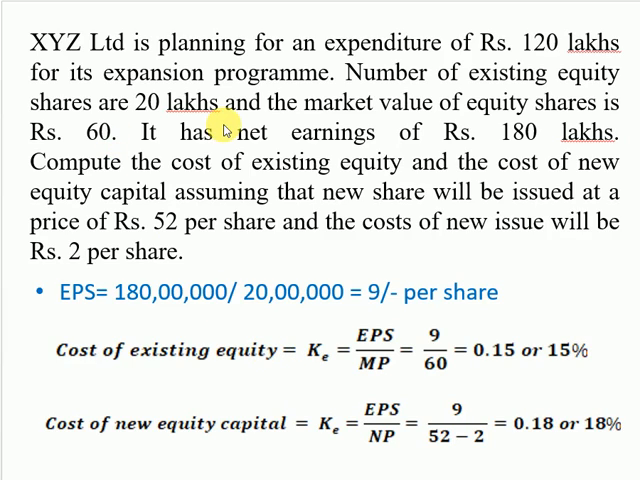Let's take an example based on this approach. XYZ Limited is planning for an expenditure of Rs 120 lakhs for its expansion program. Number of existing equity shares are 20 lakhs and the market value of equity share is Rs 60. It has net earning of Rs 180 lakhs. Compute cost of existing equity and cost of new equity capital, assuming that new shares will be issued at a price of Rs 52 per share and the cost of new issue will be Rs 2 per share.